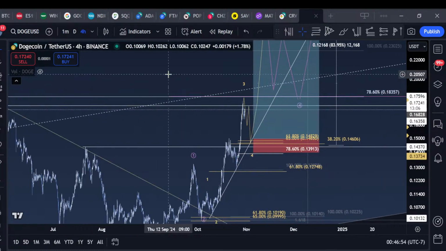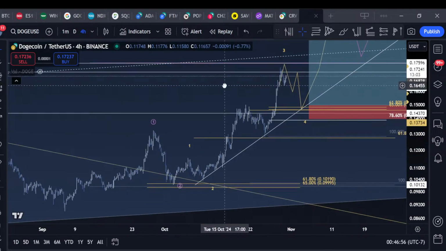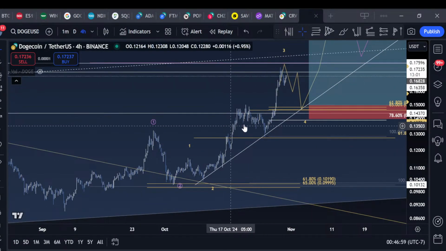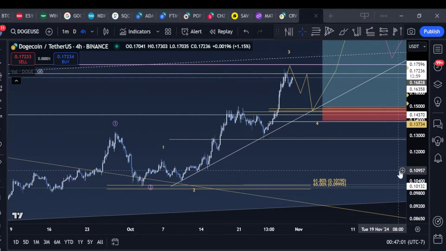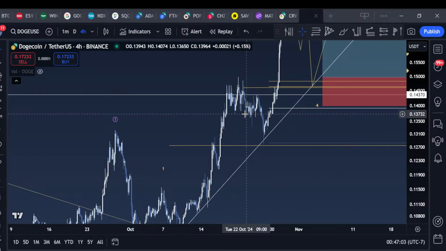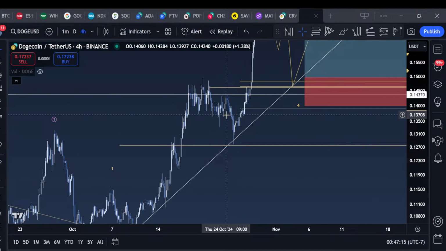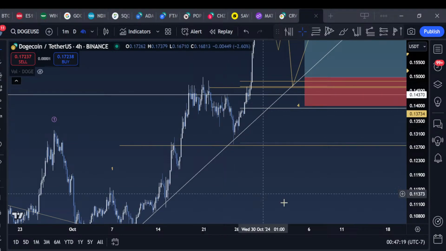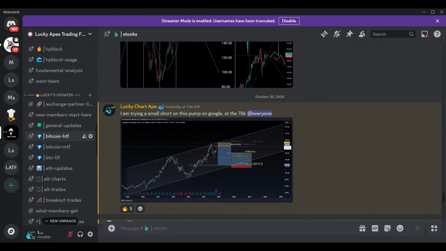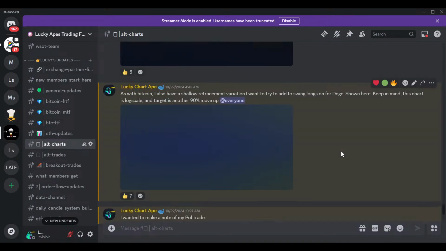But anyways, let's talk a little bit about the Doge idea here. I will mention that I had some ideas for longing into this, and I did take a long on this, and I got stopped. I took a long, I'm going to show it here shortly, into this move, into the 618. I took profits on it and got stopped on the rest at break even. And so I'm going to show that in the Discord here. So let me go here, alt charts.